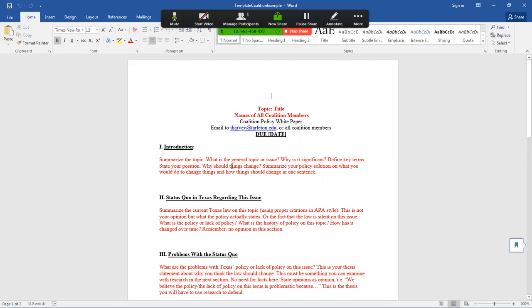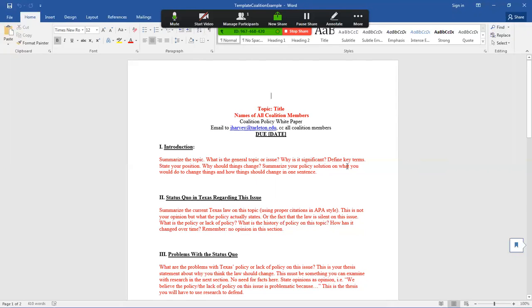I'm trying to think of other examples, like anti-standardized testing. What is standardized testing? What does standardized testing really mean in Texas? So I want to know, summarize your topic for me, lay it out there. What is the general topic or issue? Why is it significant? Now here's the big part.